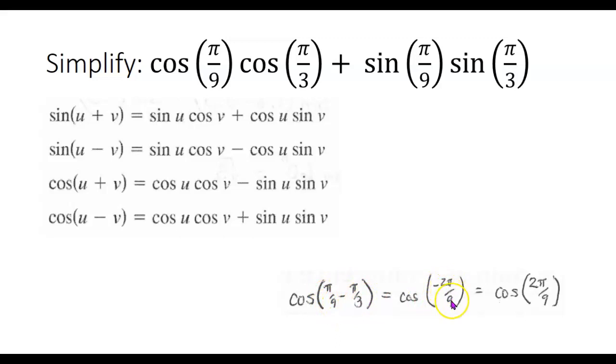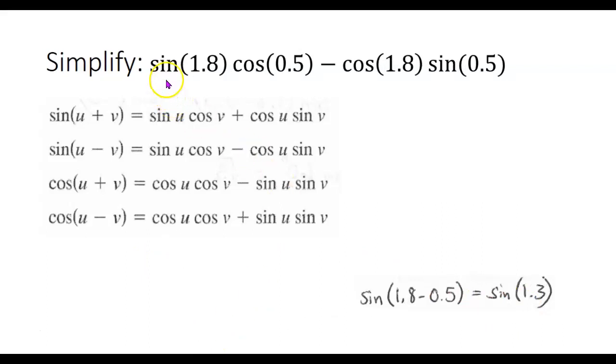So that's -2 pi over 9, or because cosine is an even function, the cosine of a negative angle is equal to the cosine of positive whatever. So we could say that's equal to cosine of +2 pi over 9. And that kind of makes sense because up here, multiplication is commutative. We could have just interchanged the pi over 9 and the pi over 3, and then it would have been the cosine of pi over 3 minus pi over 9, cosine of 2 pi over 9.